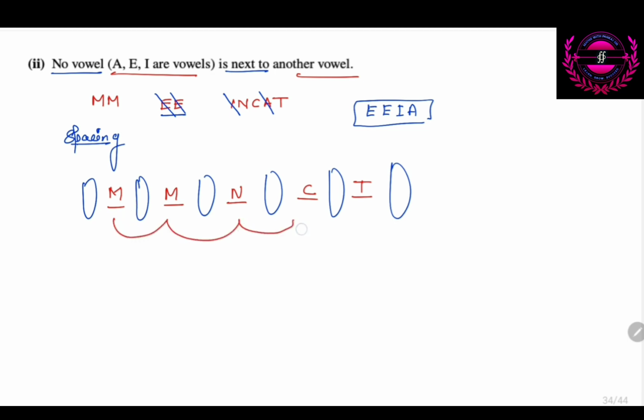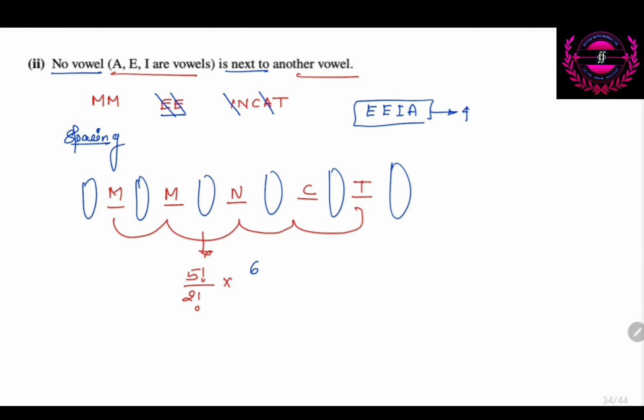Also, these five letters can arrange themselves in 5 factorial upon 2 factorial ways, because we have 2 repeating M's. And I can place these 4 alphabets at 1, 2, 3, 4, 5, 6 spacings.